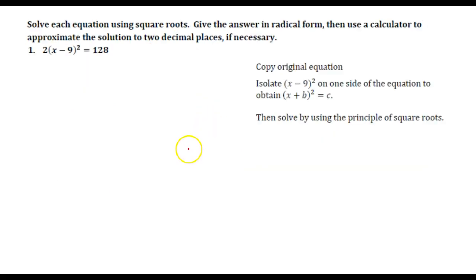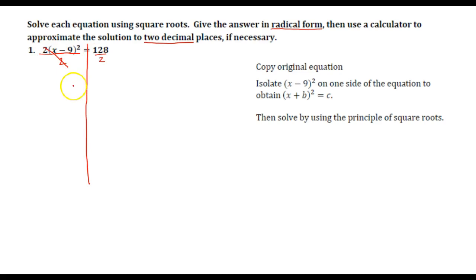All right, let's move it right along. Let's go ahead and again solve each equation using square roots. Give the answer in radical form, and then use the calculator to approximate to 2 decimal places if necessary. So first thing we're going to do, draw that line. And we're going to try and isolate x minus 9 squared. So we're going to get rid of that 2. What's the opposite of multiplying by 2? Dividing by 2. So that cancels out.